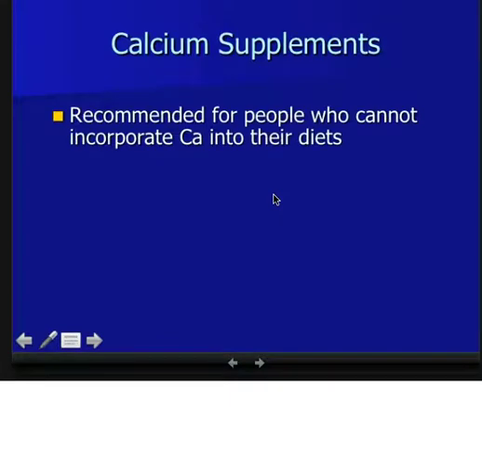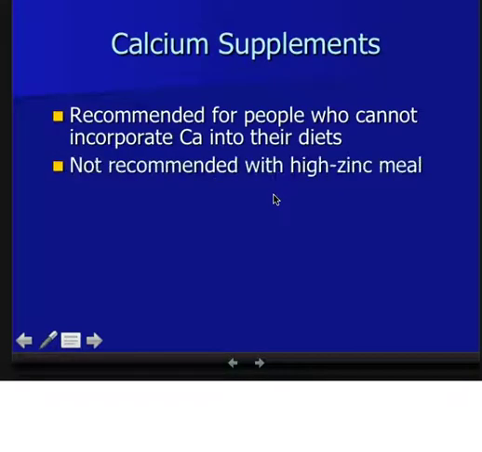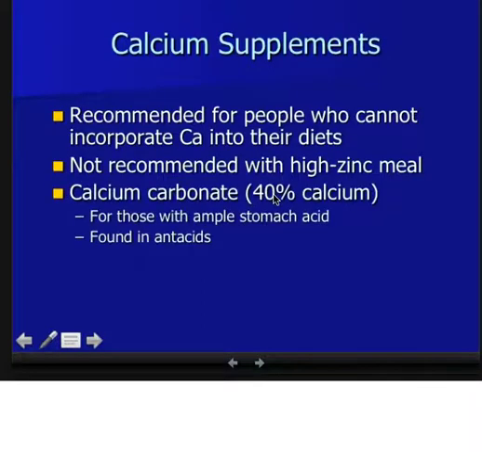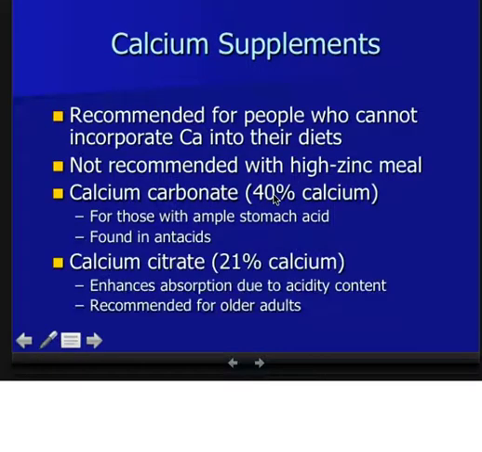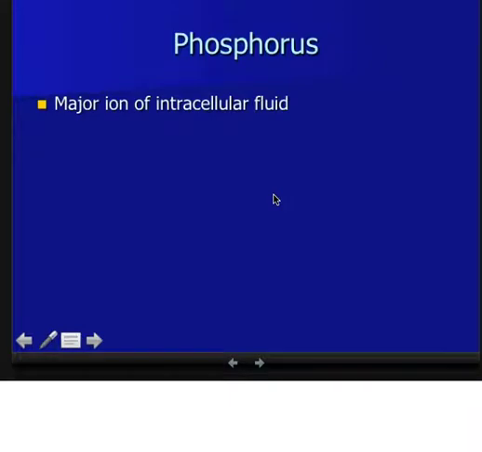Supplements are recommended for people who can't incorporate calcium into their diet, but they're not recommended with high zinc meals. Calcium carbonate, which is 40% calcium, is recommended for those with ample stomach acid, and this is found in antacids such as Tums. Calcium citrate, which is 21% calcium, enhances absorption due to the acidity content and is usually recommended for older adults. Citracal is an example.